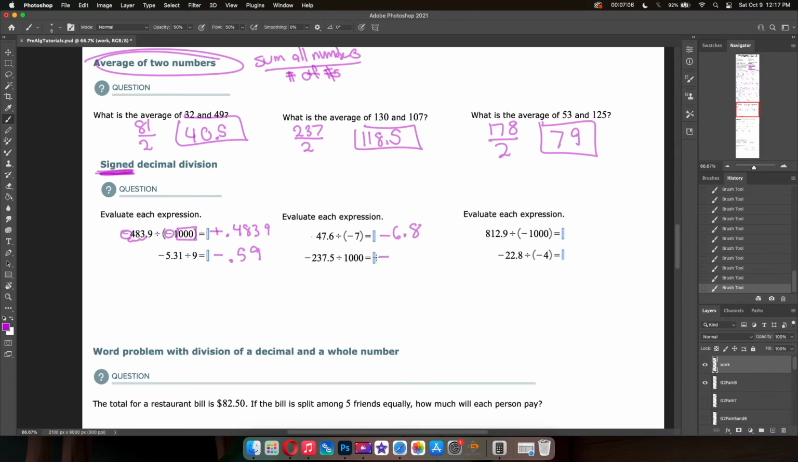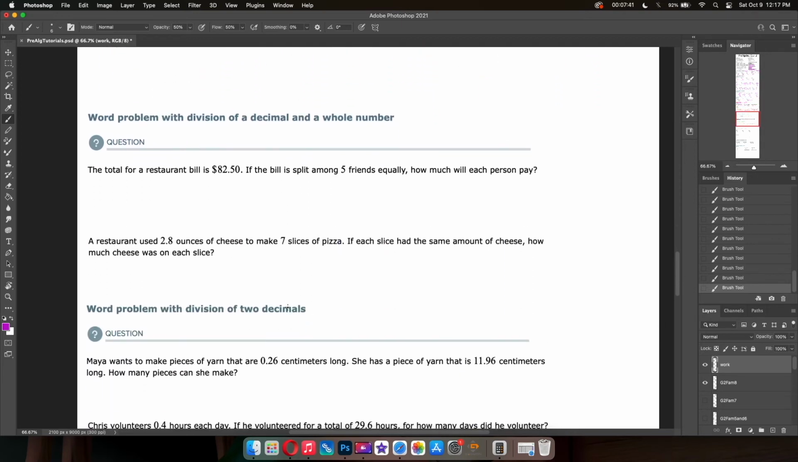This one, we're going to do the negative. We're moving the decimal to the left 1, 2, 3 spaces, so negative 0.2375. This one, we're dividing, positive divided by a negative is a negative. We're dividing by 3 zeros, so we're going to move it over 1, 2, 3 spaces, 0.8129. Double negative is a positive. 4 goes into 22 5 times, and then 28, that's going to be 7, 5.7. Okay, not so bad.